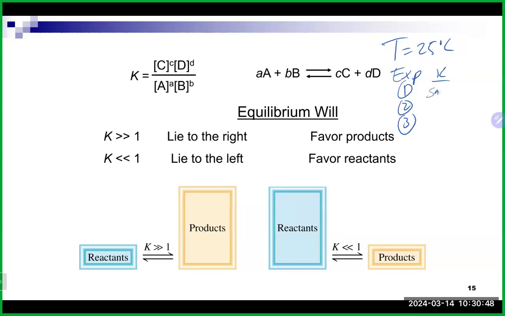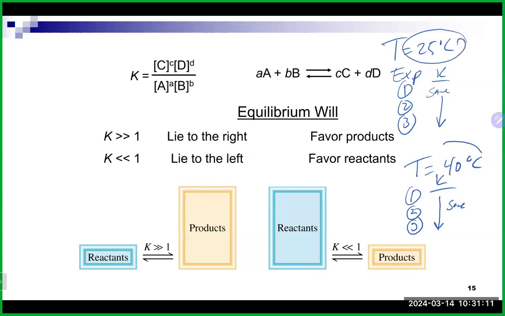Should be the same, right? Because the temperature stays the same through all 3 of those experiments, right? If I do the same reaction at 40 degrees Celsius, and I do it 3 times, the K value at 40 degrees, should they all be the same or different? They will all be the same at 40 degrees because the temperature hasn't changed, right? When I compare the K value at 25 degrees to 40 degrees, will they be the same or different? They will be different. So that's what we're talking about.